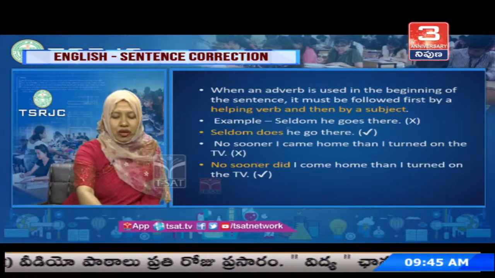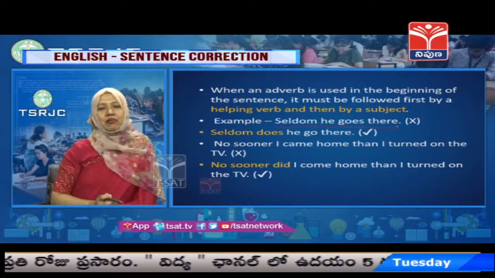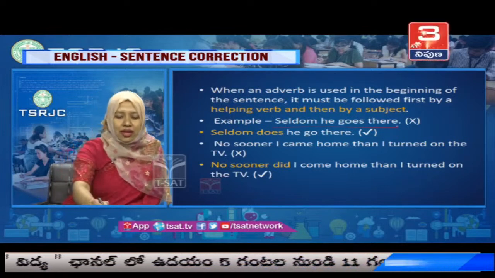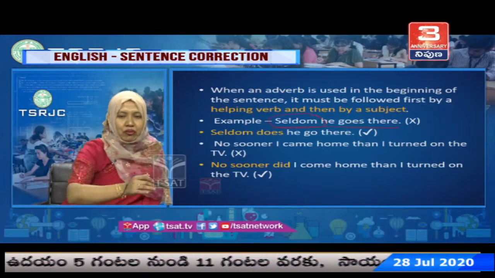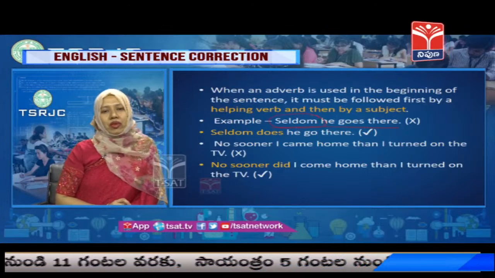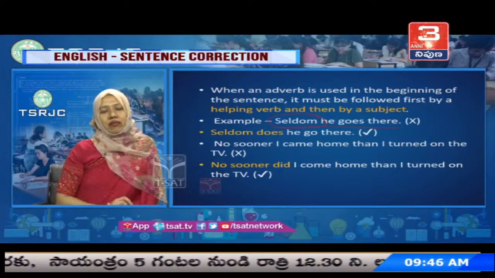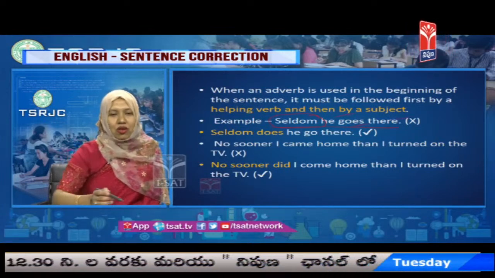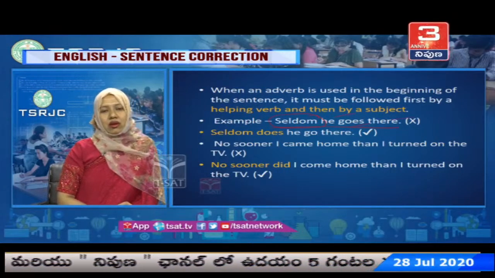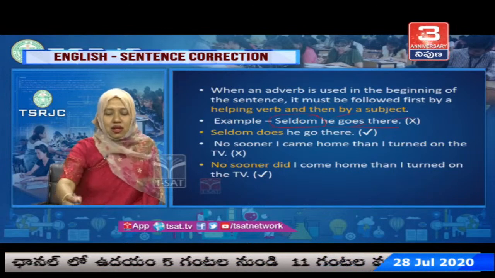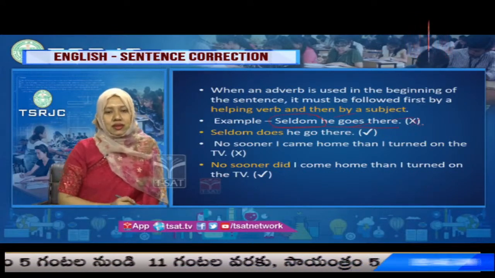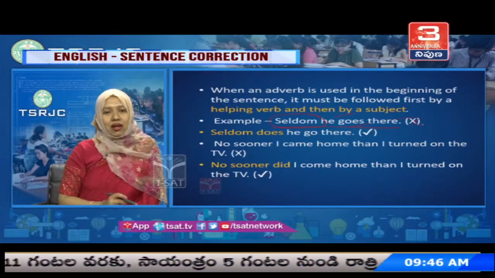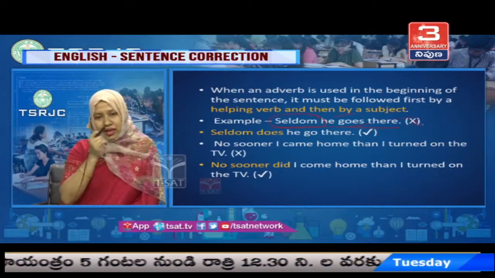Seldom he goes there. If you look in this example, seldom he goes there. Now, this sentence is starting with an adverb. Seldom is an adverb. He goes there. He is the subject, goes is the main verb, there is the object. This is a wrong sentence. How should you say? Seldom does he go there.